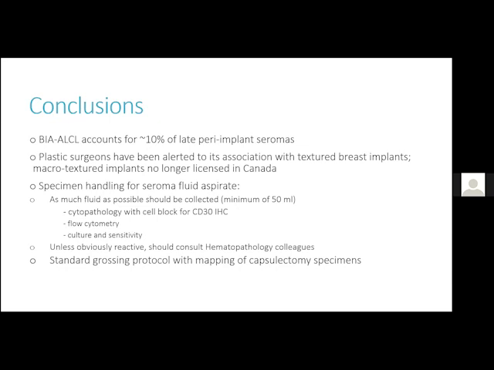So for seroma fluid, as much fluid as possible is best. Triage first to cytopathology with a cell block, then flow, then to micro. And I find it's helpful to seek assistance with my hematopathology colleagues. And for grossing, adhere to a standardized grossing protocol with mapping for the capsulectomy specimens. So I just have some references. So I think we can stop for questions and discussion.